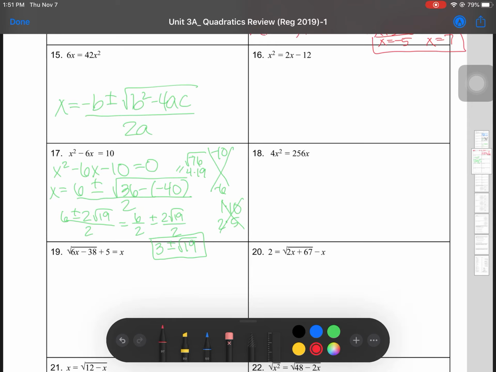One other note I want to make for you before I go on to the next section. If you only have 2 terms, you're still going to set it equal to 0.